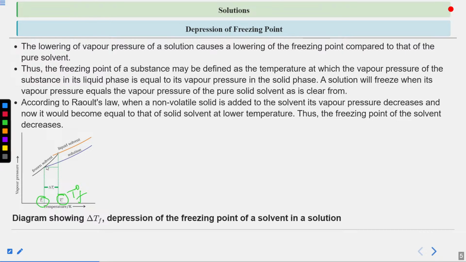Again, I am repeating it. This black line here is depicting the vapor pressure of the pure frozen solvent. Whenever we keep on decreasing the temperature, the vapor pressure will decrease. So for the solution phase, this curve will intersect the frozen solvent's vapor pressure at a lower temperature, which is TF. So this is the reason behind the decrease in vapor pressure and the decrease in freezing point.